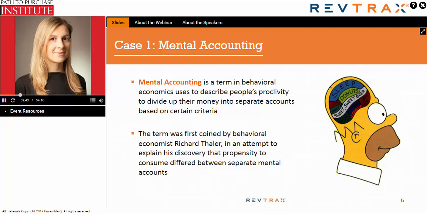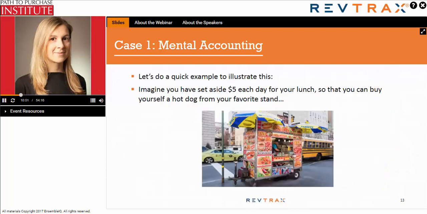This term was first coined by behavioral economist Richard Thaler, in an attempt to explain his discovery that propensity to consume differs between separate mental accounts. Let's go with a quick example to illustrate this. So I want you all to imagine that you have set aside $5 each day for your lunch. And each day you're going to your favorite hot dog stand and you are buying the hot dog. Okay, so I'm going to discuss two scenarios now.